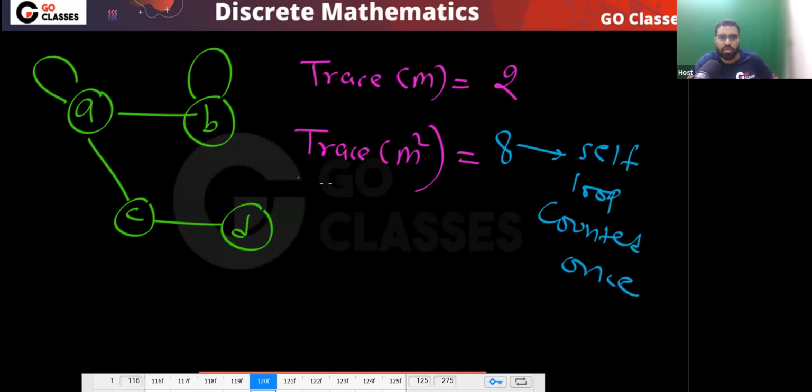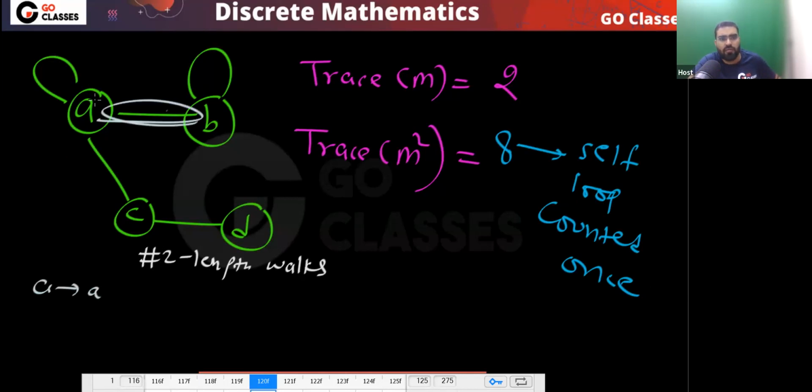Why is this the trace of M square? Because you can easily see it from A to A. Tell me the number of 2 length walks from A to A. So that is 1 here, 2 here, and 3 here. So that will be 3.